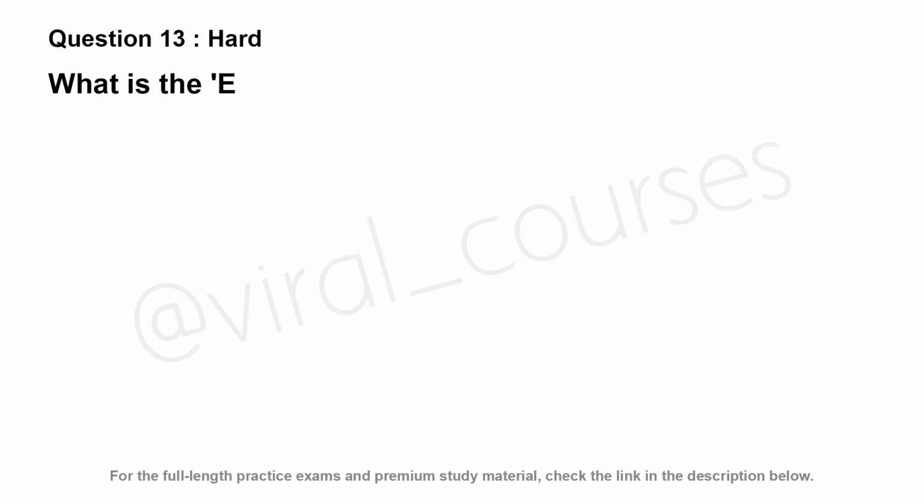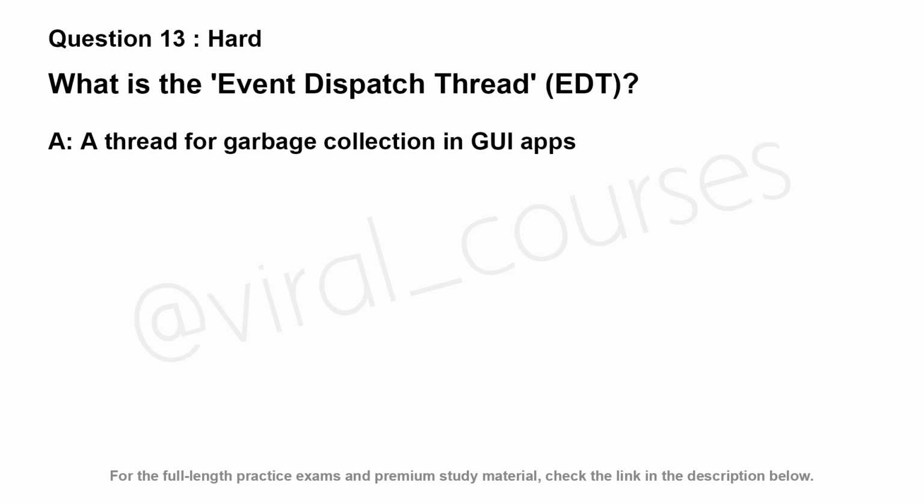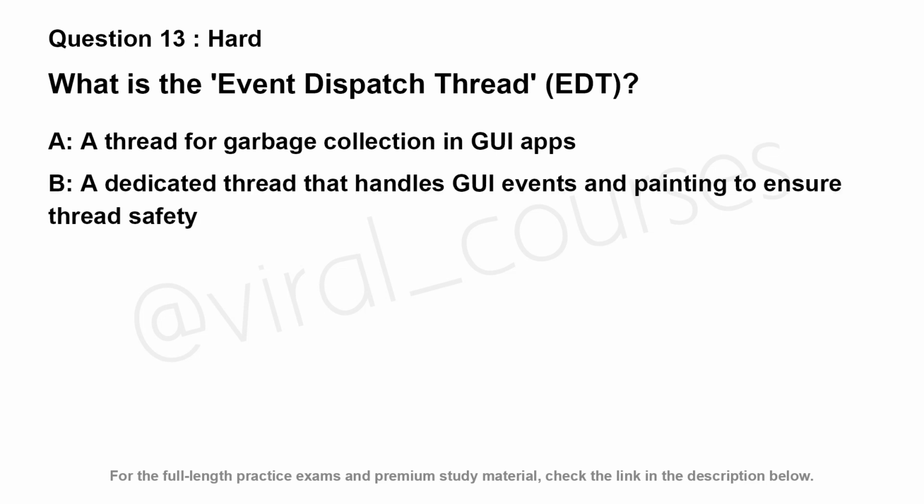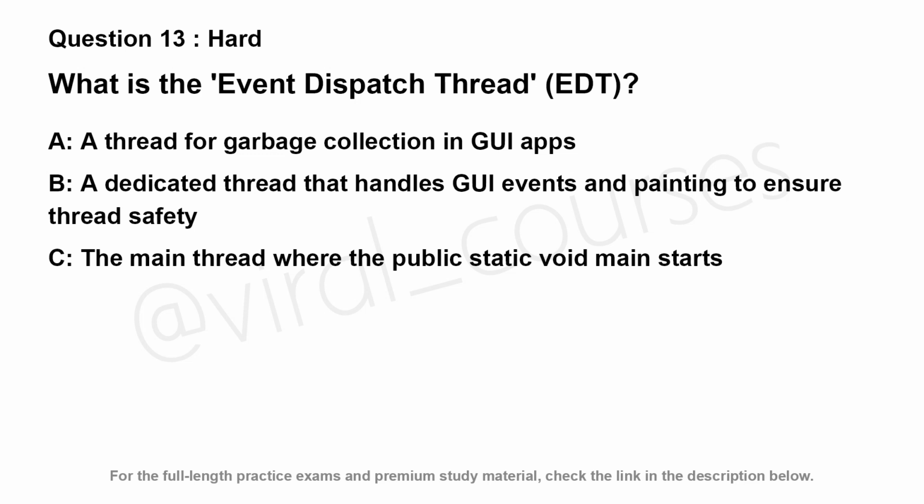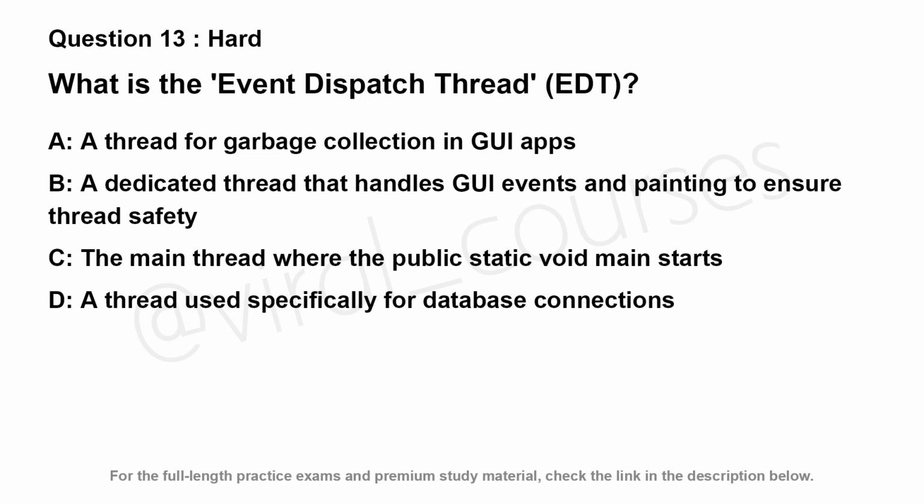What is the Event Dispatch Thread, EDT? Option A, a thread for garbage collection in GUI apps. Option B, a dedicated thread that handles GUI events and painting to ensure thread safety. Option C, the main thread where the public static void main starts. Option D, a thread used specifically for database connections.